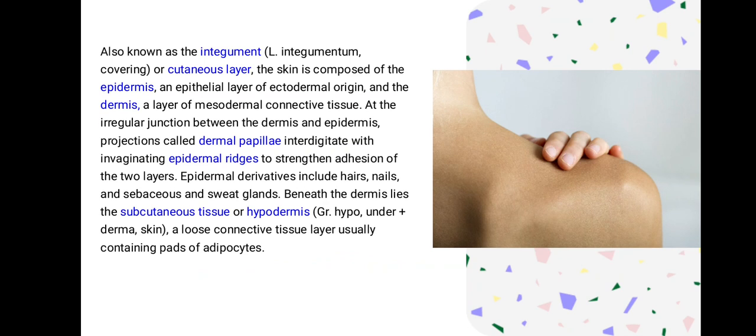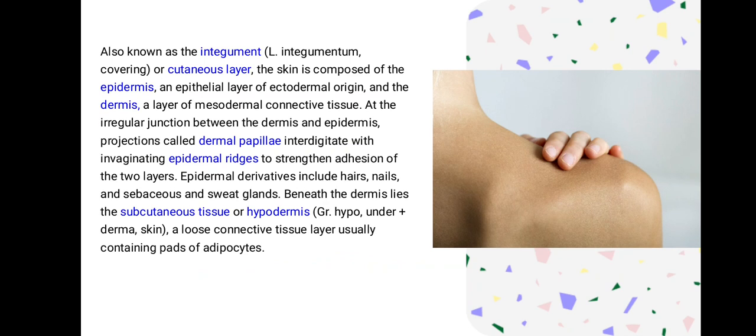The skin is also known as the integument or the integumentum, which means covering or cutaneous layer. The skin is composed of the epidermis, an epithelial layer of ectodermal origin, and the dermis, a layer of mesodermal connective tissue. At the irregular junction between the dermis and epidermis are projections called the dermal papillae. Dermal papillae interdigitate with invaginating epidermal ridges to strengthen adhesion of the two layers, the epidermis and the dermis. Later on, there would be a visual representation of that.